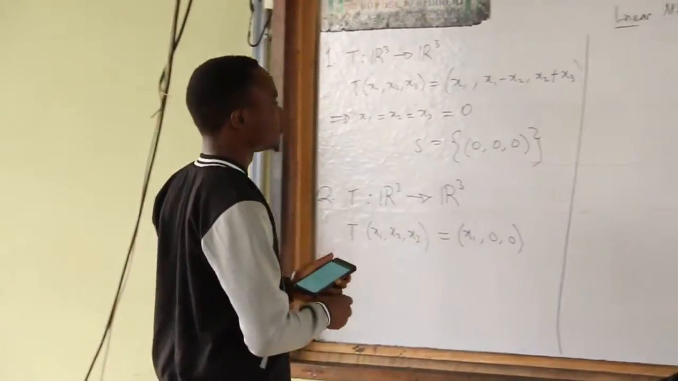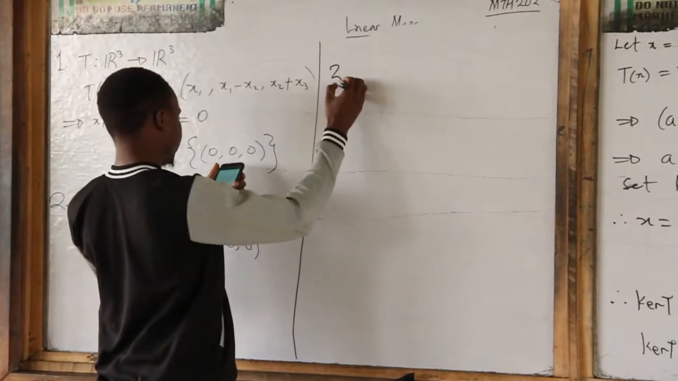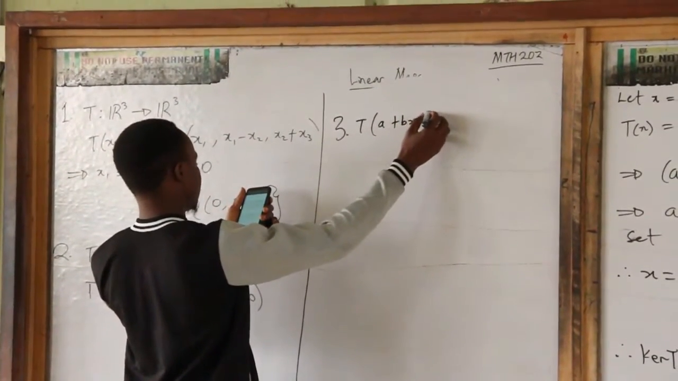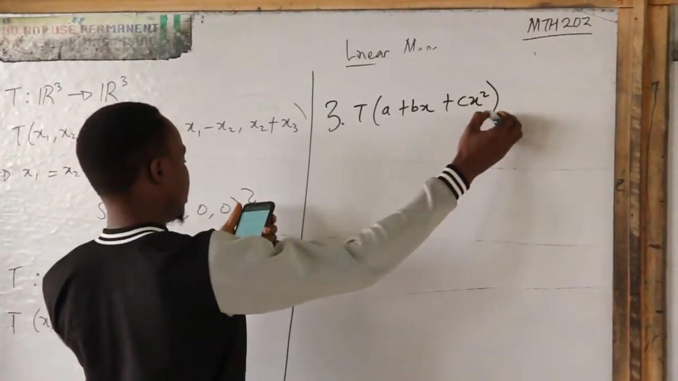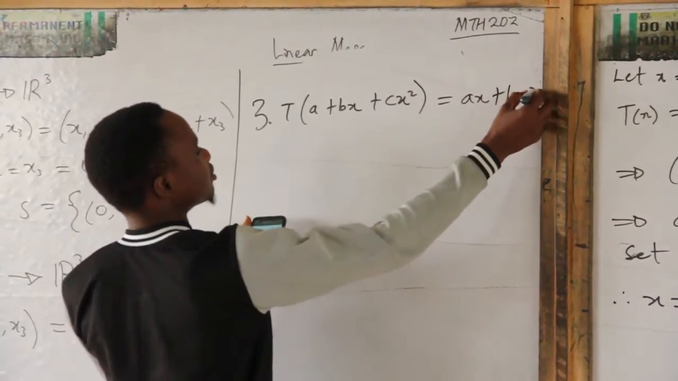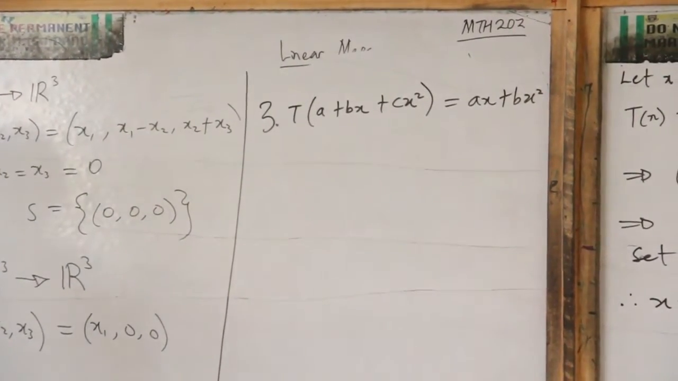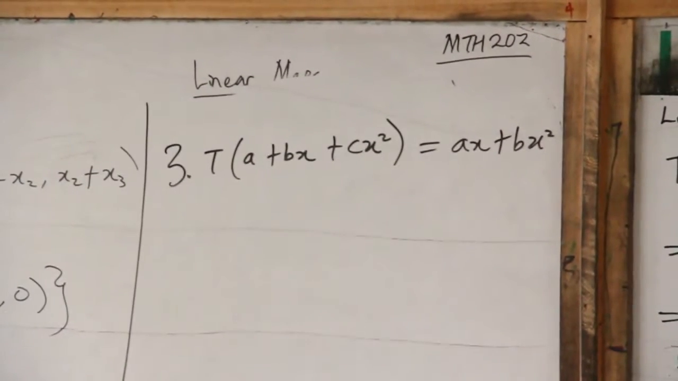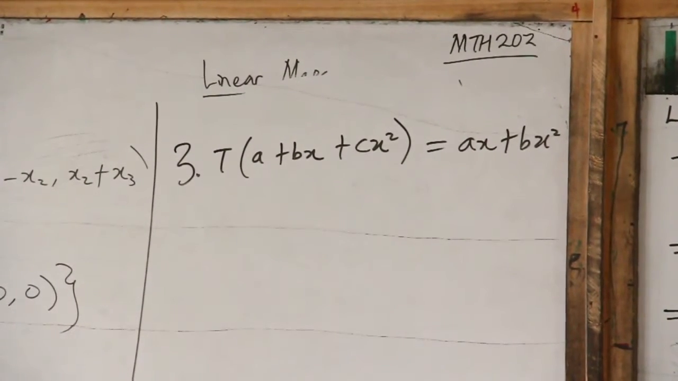Alright, number 3. T of a plus bx plus cx squared equals ax plus bx squared. Is it a linear transformation? Is it a linear transformation?